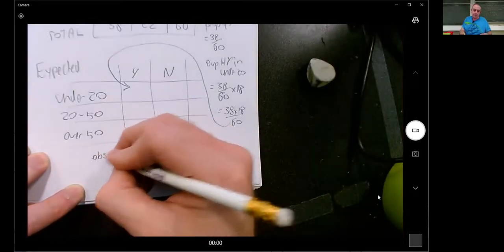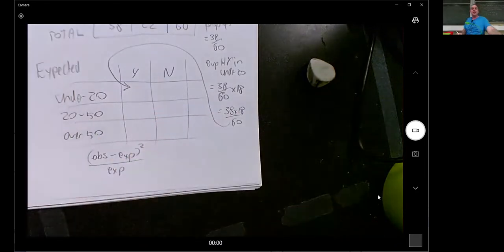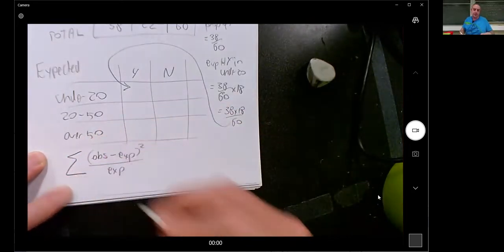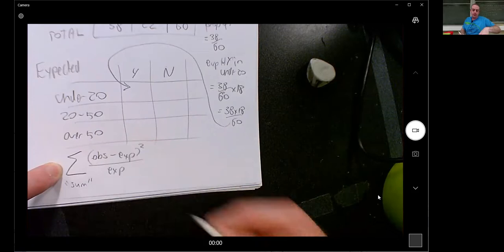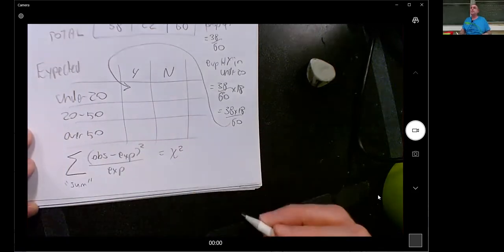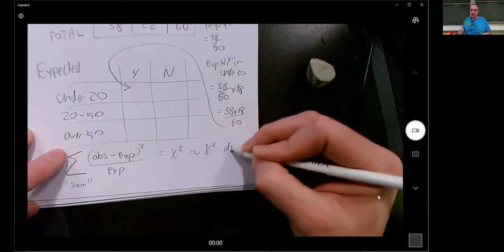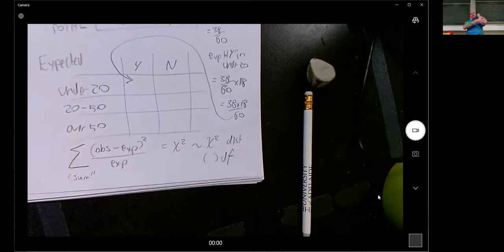So then we'll do observed minus expected, squared, divided by expected, because that's what Pearson tells us to do. And Pearson says that if you add them all up, this is the Greek letter sigma, which stands for sum, then what you'll get is a chi-squared statistic. And it will be distributed according to a chi-squared distribution with a number of degrees of freedom. And the correct degrees of freedom in this case is the number of boxes you need to fill in to figure out the other ones if you want to keep the totals the same.